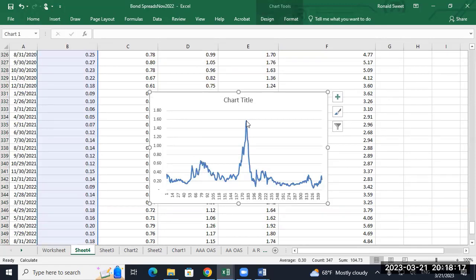And the amazing thing with AAA in 2008, the spread got up to 160 basis points on a bond that almost never defaults. So you're getting paid an extra on something that normally pays 20 basis points. You got an extra 140 basis points in that year.